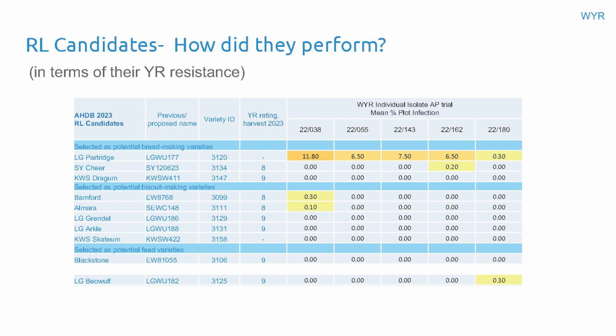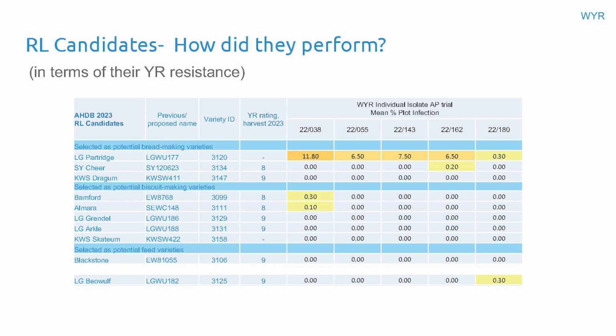And then I just thought we'd have a look at the ones that have actually stayed on the recommended list for this year. So we've got SY Cheer, Bamford, Almara, Blackstone and LG Beowulf. They all did really well. You can see a little bit of yellow highlighting, but that's just trace amounts. They all performed well in our trials.